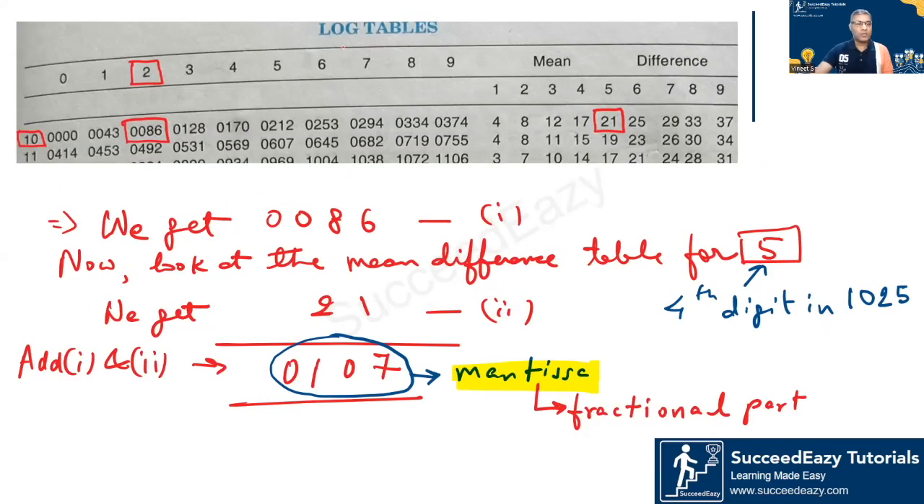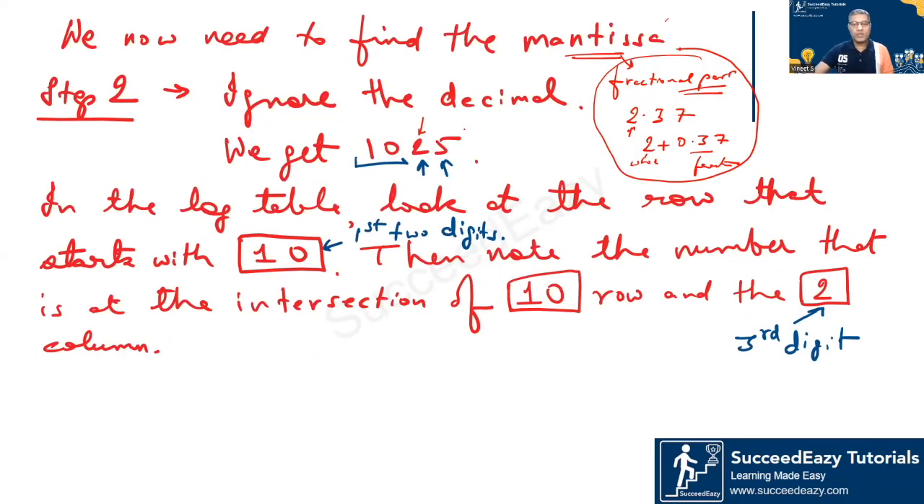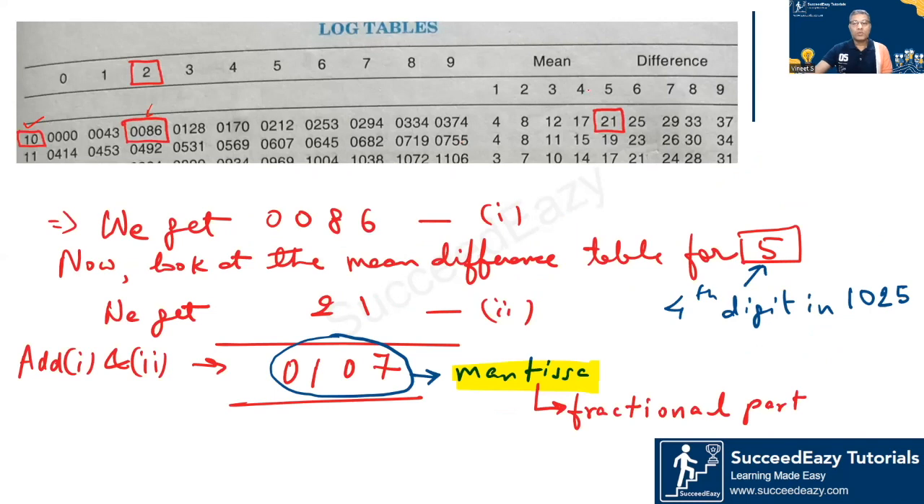Look at this log table. The 10 row and 2 column intersection is 0086. So we get 0086. Now look at the mean difference table for the fourth digit. What was the fourth digit? It was 5. The mean difference table gives you the value for the fourth digit. So it was 21. Now you put the numbers 0086 from here and 21 from the mean difference.